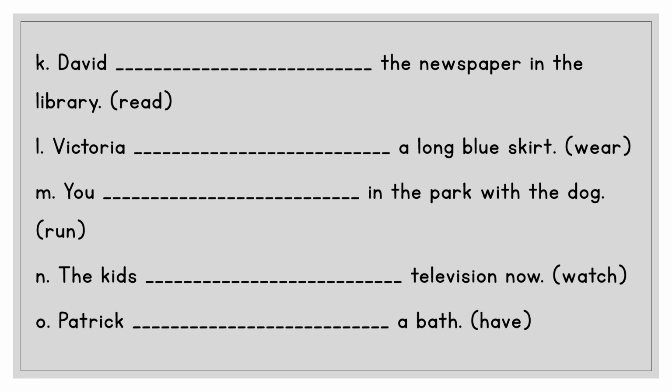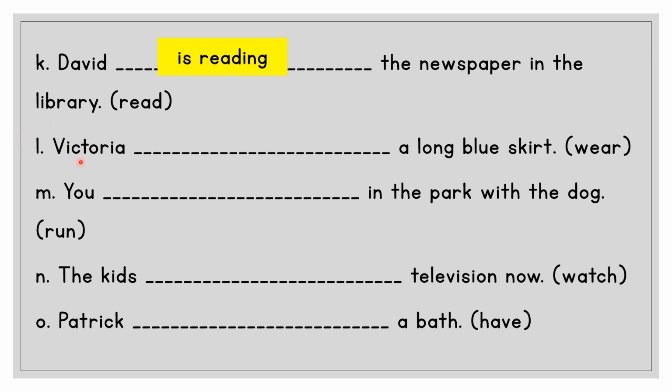Hari ni banyak sikit isi tempat kosong dia, tak apa. Supaya awak banyak latihan. David. David, how many people is David? 1 or more than 1? Lebih daripada 1. 1, David. So, we should use is or are? Is. So, is. Kemudian this is the verb read plus ing, so it becomes is reading. David is reading the newspaper in the library.